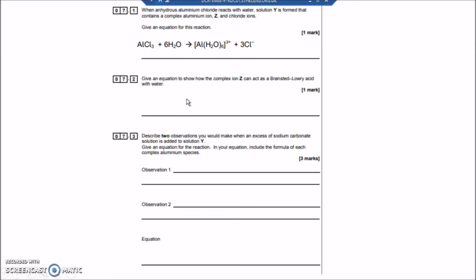Give an equation to show how the complex ion Z can act as a Bronsted-Lowry acid with water. So you've got the complex ion, the hexa-aqua aluminium 3 ion, you've got plus water, and a Bronsted-Lowry acid means it donates H+. So the water is going to become H3O+, and the aluminium loses one of the waters. So I get 5 waters now, one of the waters loses an H, so instead of H2O it's just OH. And that becomes 2+. The water has gained the H+ and become H3O+, and this is 2+. 2+ and 1+ make 3+ to balance up with the 3+.